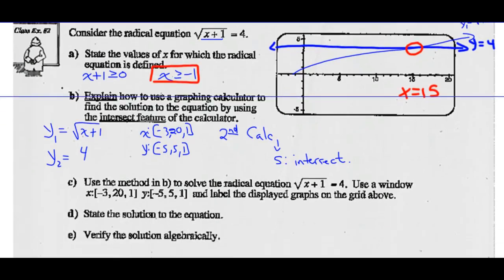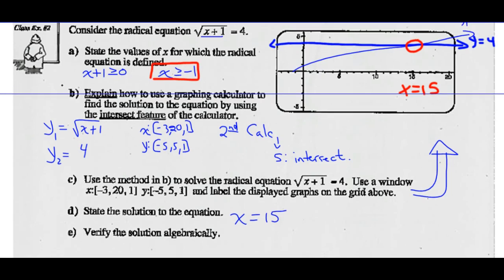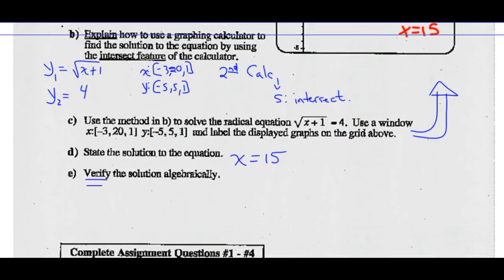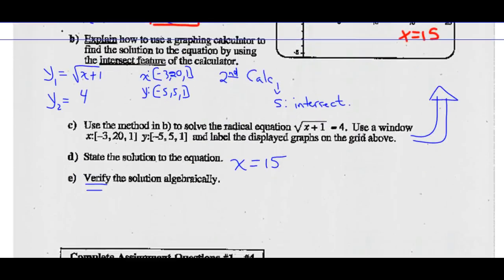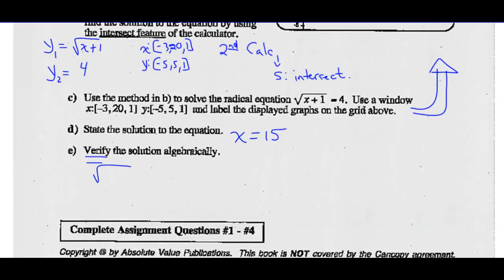So number C says, oh there, it gives us the window setting. Great, matches up with our calculator. So label and display the graphs on the grid above, so we've done that. Very nice. Now state the solution to the equation. Well, the solution to the equation is x equals 15. Verify the solution algebraically. So when it says verify, we substitute back into our original equation and plug in the solution. So square root of x plus 1, well, we just found out x to be 15. Square root of 15 plus 1 should equal 4. Square root of 16 should equal 4. Yes, that's a true statement, so we verified it.